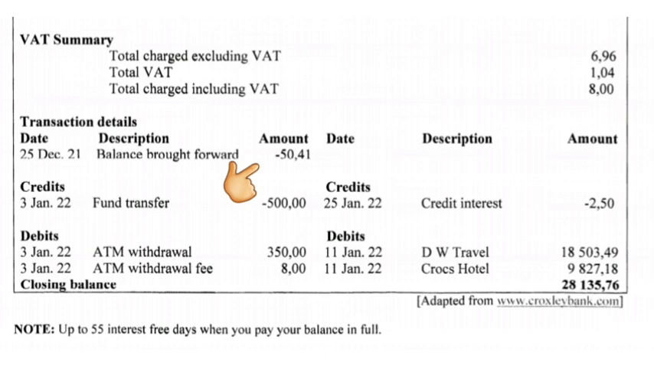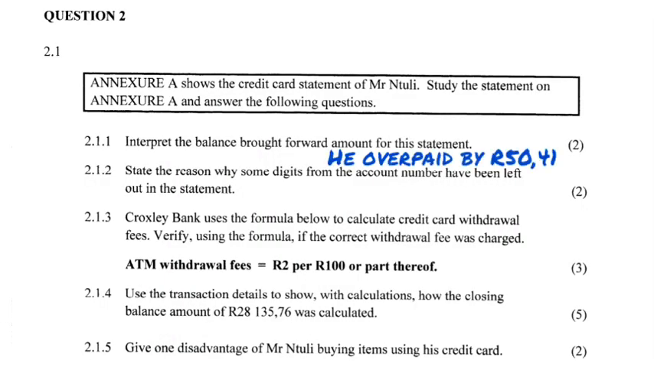It's still on the downwards part of the statement. We also see there under transaction details, it says balance brought forward minus 50 rands and 41 cents. So basically they want us to explain why is it a minus, what does it mean. What it means is that he overpaid by 50 rands and 41 cents. The only reason they want you to explain it is only because it had that minus before it, and they wanted to know what the minus was all about.